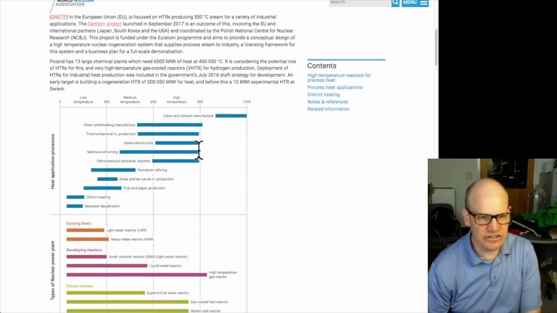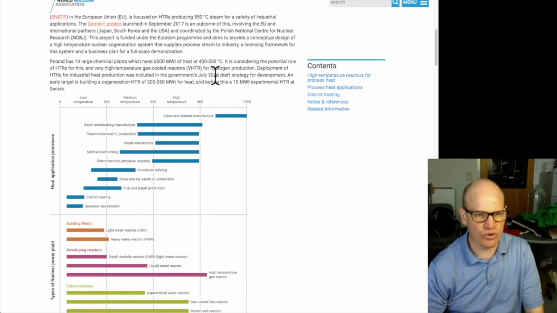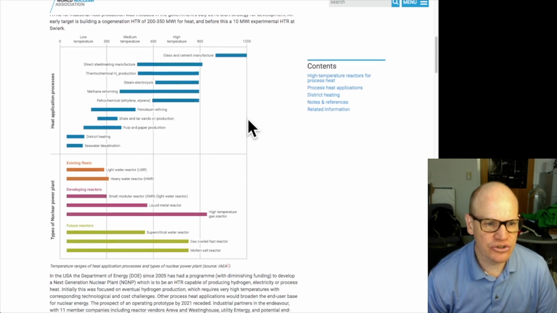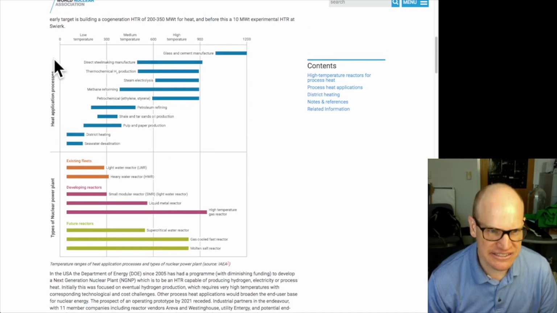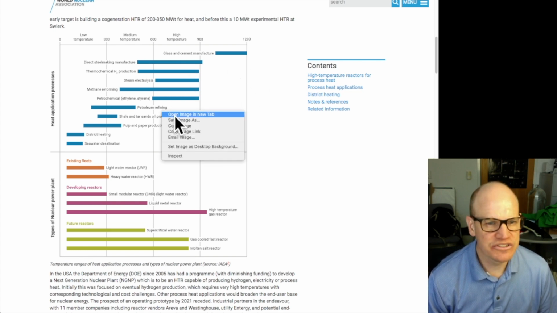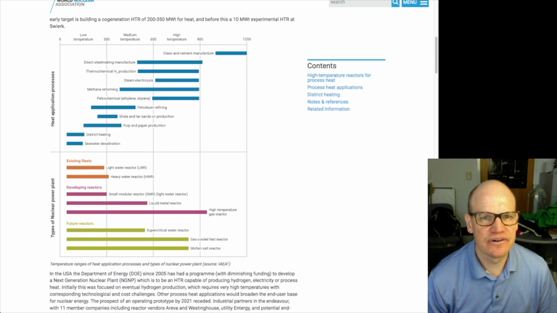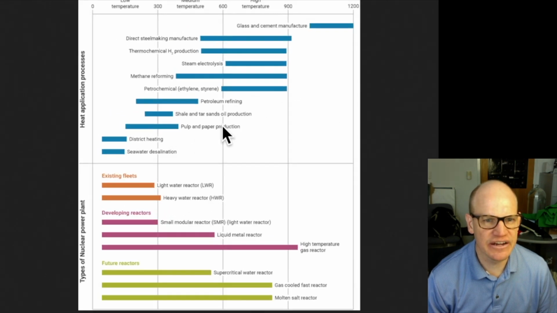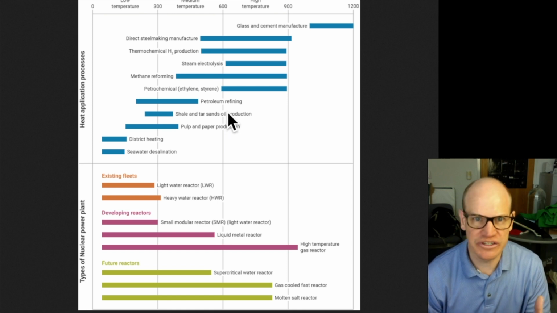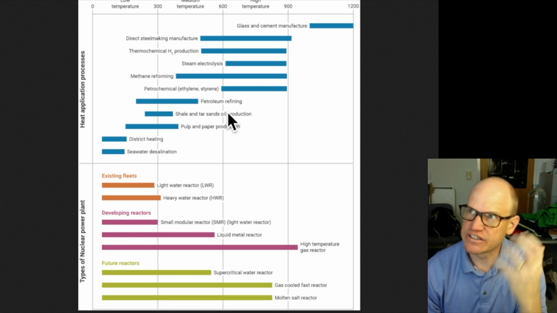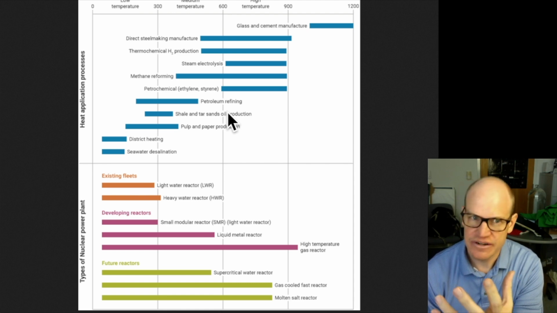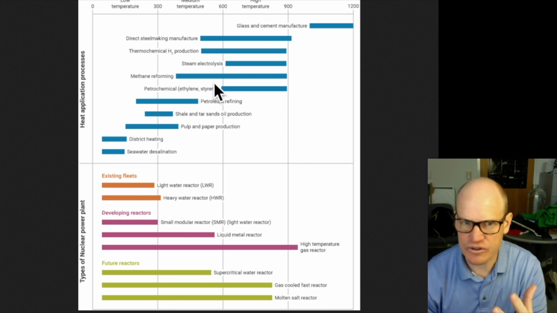And so here on this graph, this is from worldnuclear.org. This shows some of the different chemical processes. Hopefully this is big enough. Can I open this image? Open in a new tab. Maybe I get a bigger version. Yeah, here we go. Okay, so this is showing some of the different processes that currently take fossil fuels and therefore produce greenhouse gas emissions, and the temperatures where this takes place.